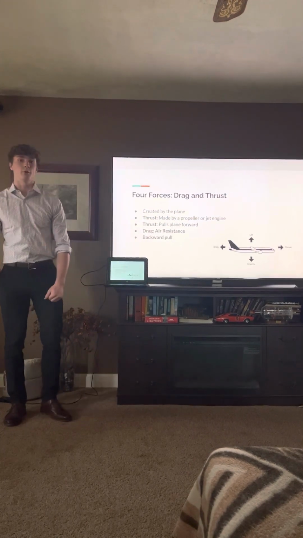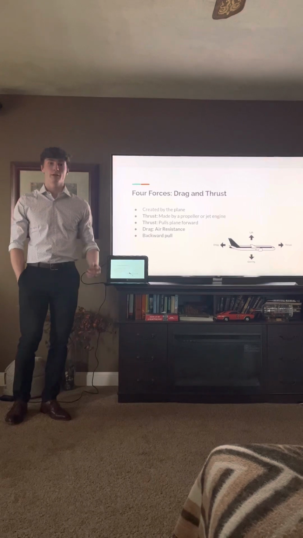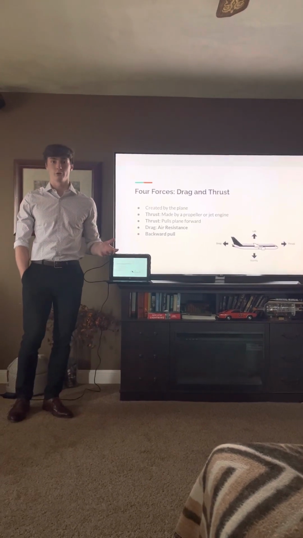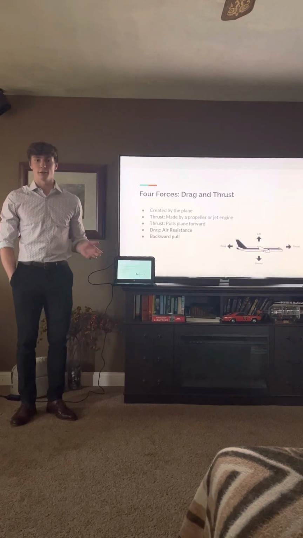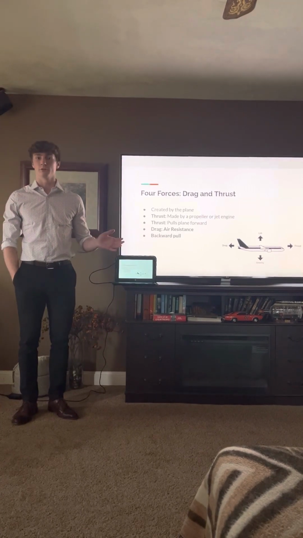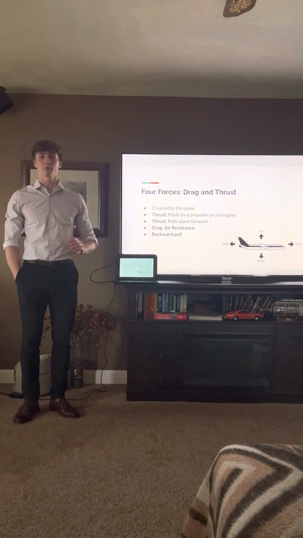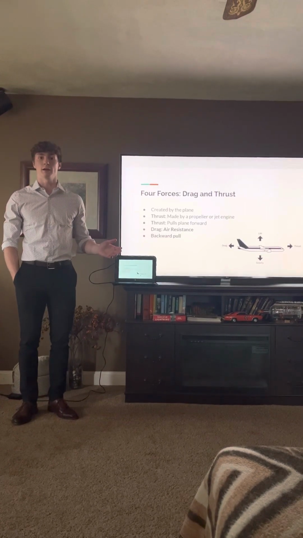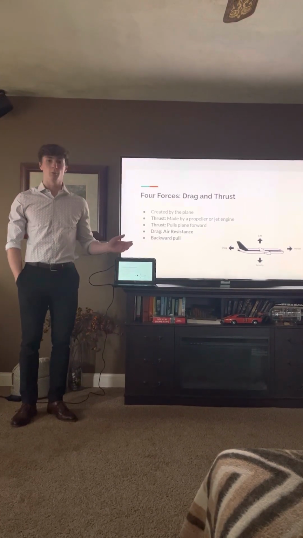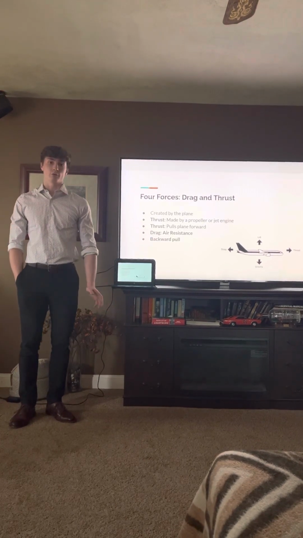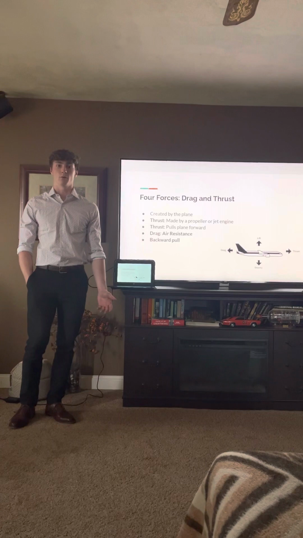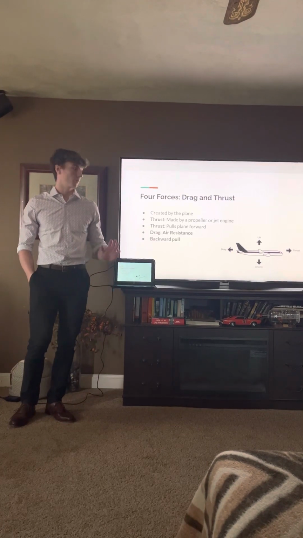Now I'll be talking about drag and thrust. Drag and thrust are two other forces that oppose each other. Drag is another natural force like gravity, except drag is air resistance. It's the friction that's caused by a plane moving through the air and pushing past particles. The drag will pull the plane back and try to stop it from moving. The plane generates thrust by using either a propeller or a jet engine to propel itself through the air.